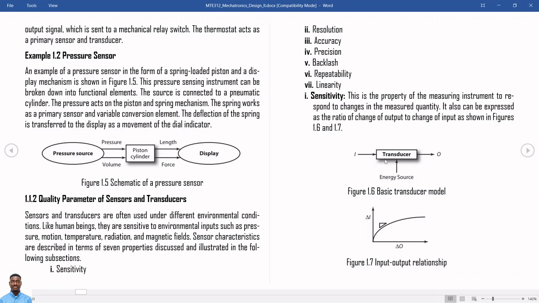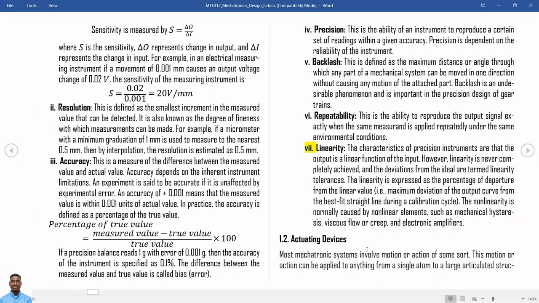So you have your transducer, you have your input, you have your output, you have the energy source. So the ratio of change in output to input is your sensitivity, which is also replicated with this graph where you have change in output and change in input on your y-axis. So your sensitivity is measured, like we already established, as change in output over change in input in this case.